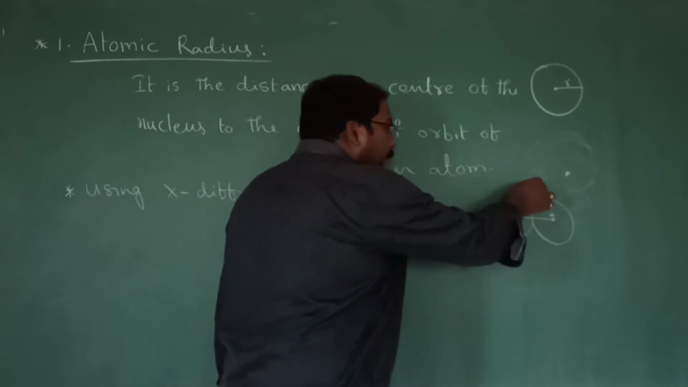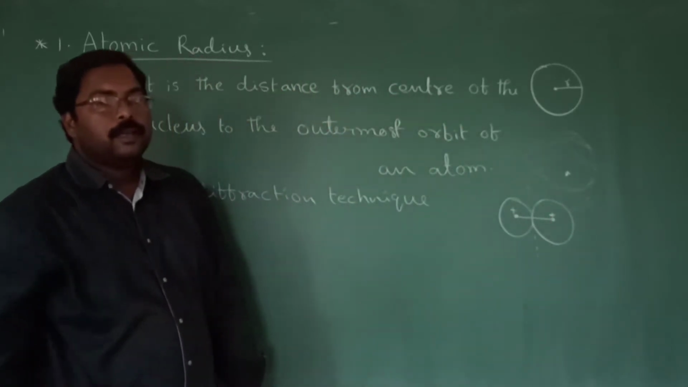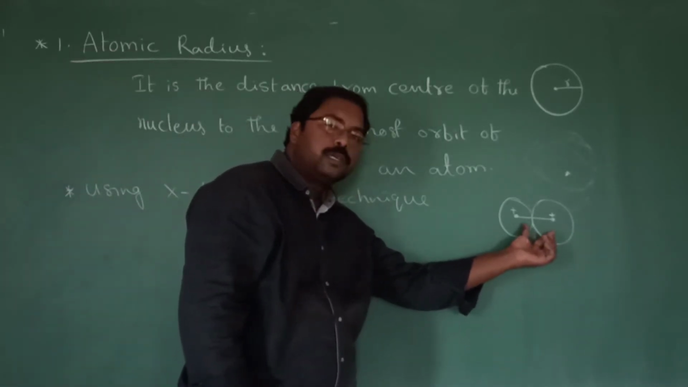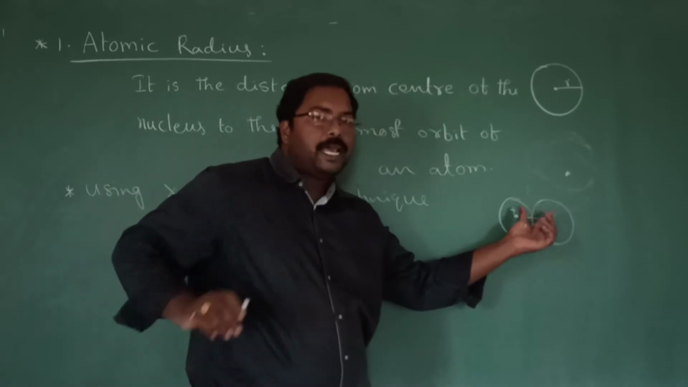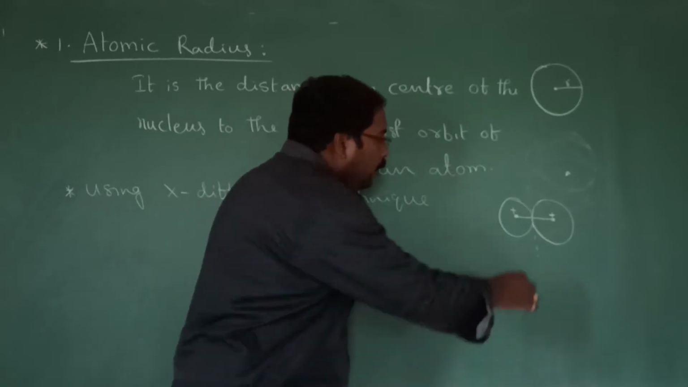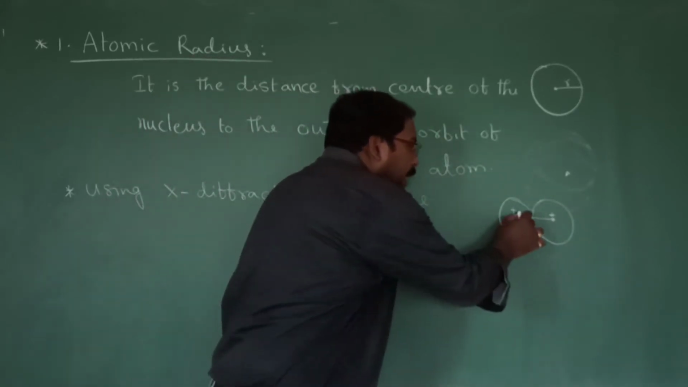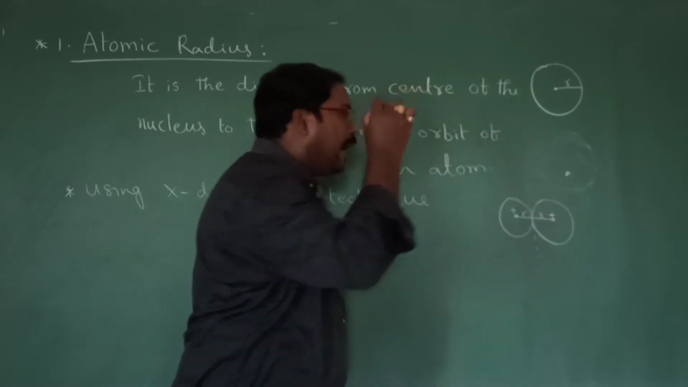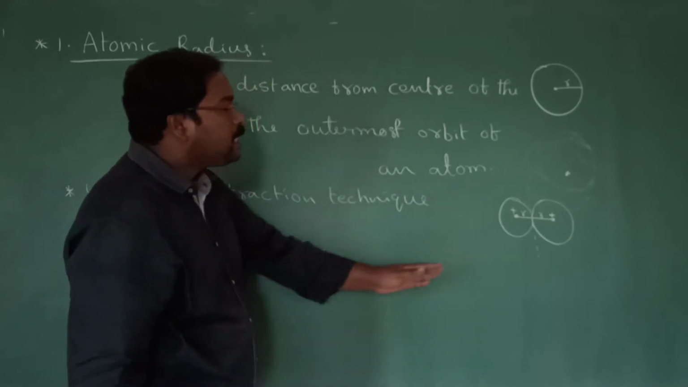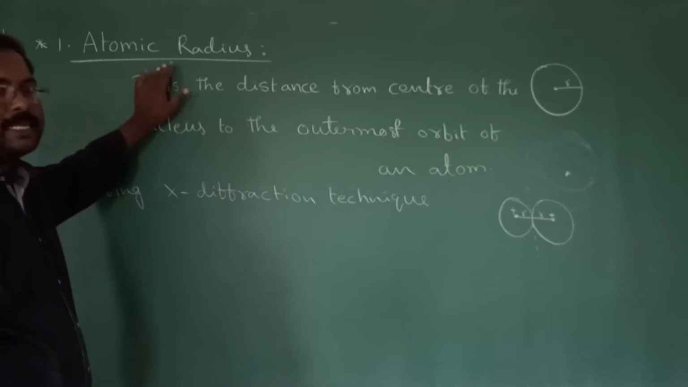Then, if I want to find the atomic radius, I can take it off. Is it right? Got it or not? When the two atoms are close together, using this X-ray diffraction technique, we can find the distance between the two nuclei. Now, if I take half of the distance, we can get the radius of the atoms. Okay? Got the logic or not? So, this way, we are going to find the atomic radius.